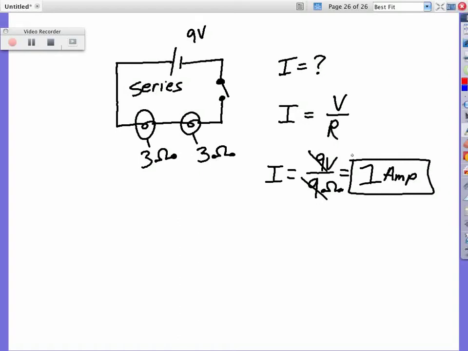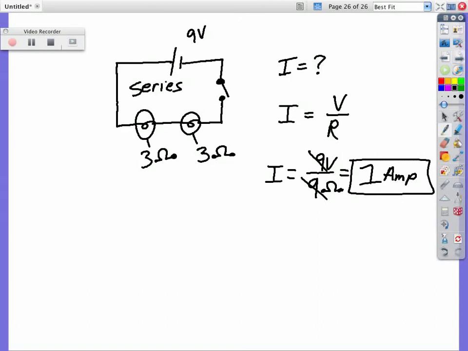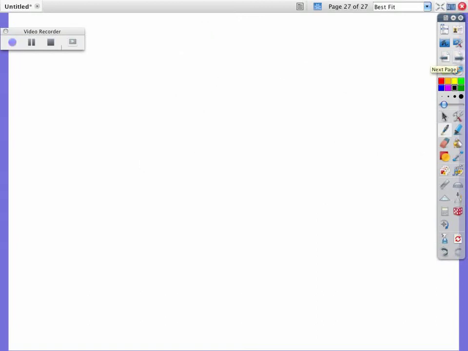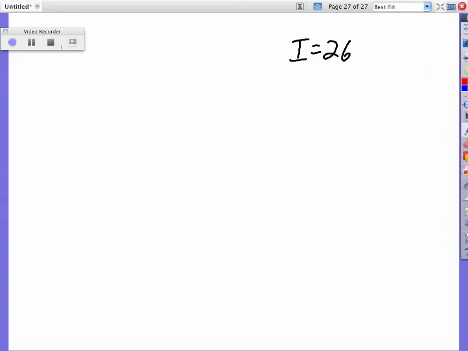Let's go look at the example problem, question number 7. Number 7 reads, a series circuit has a current of 26 amps and a total resistance of 5 ohms. Then it asks, what is the voltage of the current? So I'm solving for V. As a result, I know the equation for V, which is my original equation that states that V equals IR.